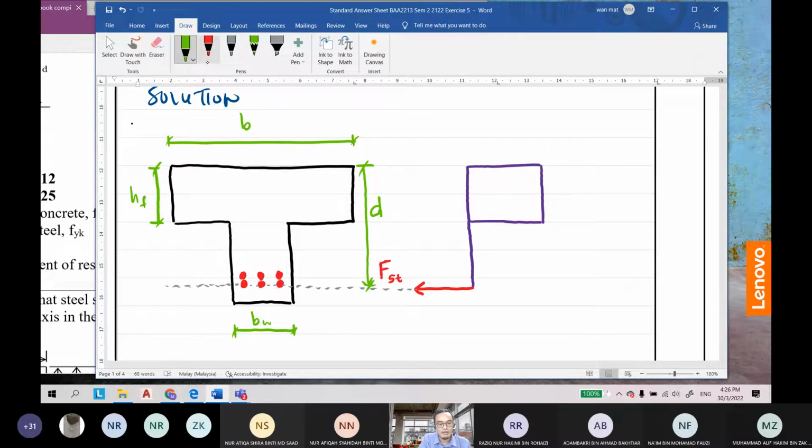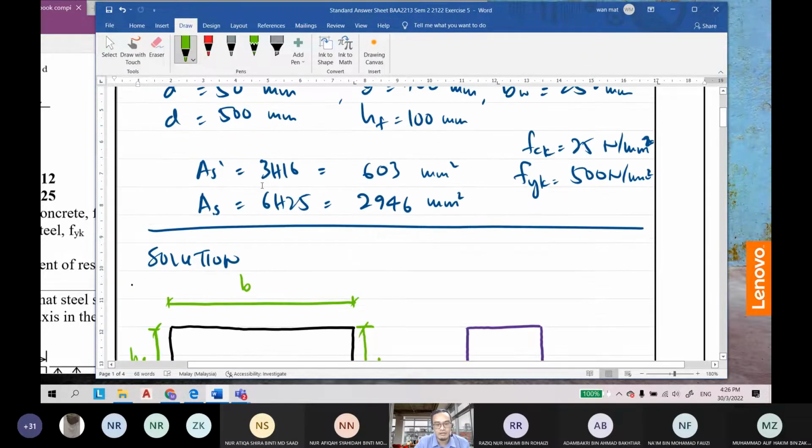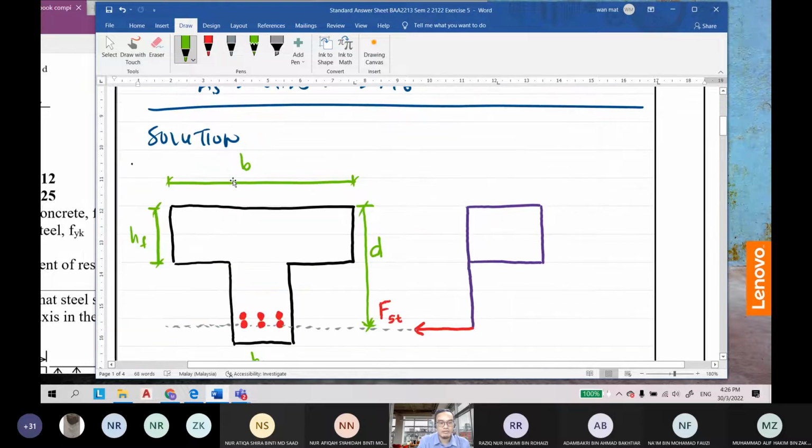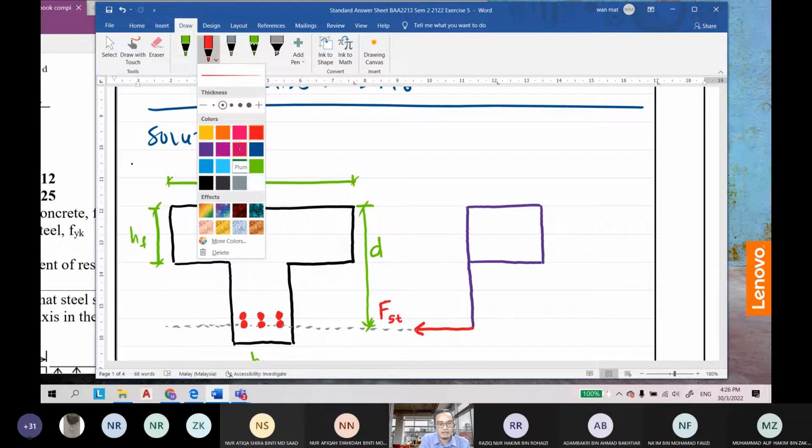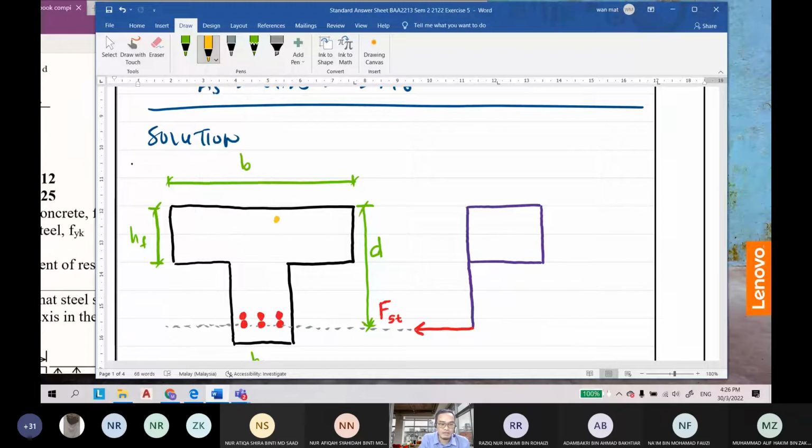Since we have compression reinforcement, the information given is that we have compression reinforcement. Let's say I use the yellow color. From here, we have a reinforcement here. This is our reinforcement. Can you see? Yellow color. So this one is located here.